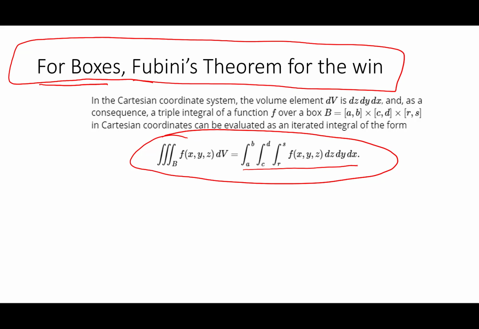Now your book only presents it this way. If you're integrating over a box and your function's continuous, you can actually do this in any order, as long as you change the bounds in the right way. Any order works, as long as you respect the bounds of the integrals. What I mean by that is, let's say we switched dz and dy, we would have to switch the bounds of these two integrals here. But in any case, for boxes, it's the same thing that we had in double integrals. We just have to compute this triple iterated integral. Not too shabby.